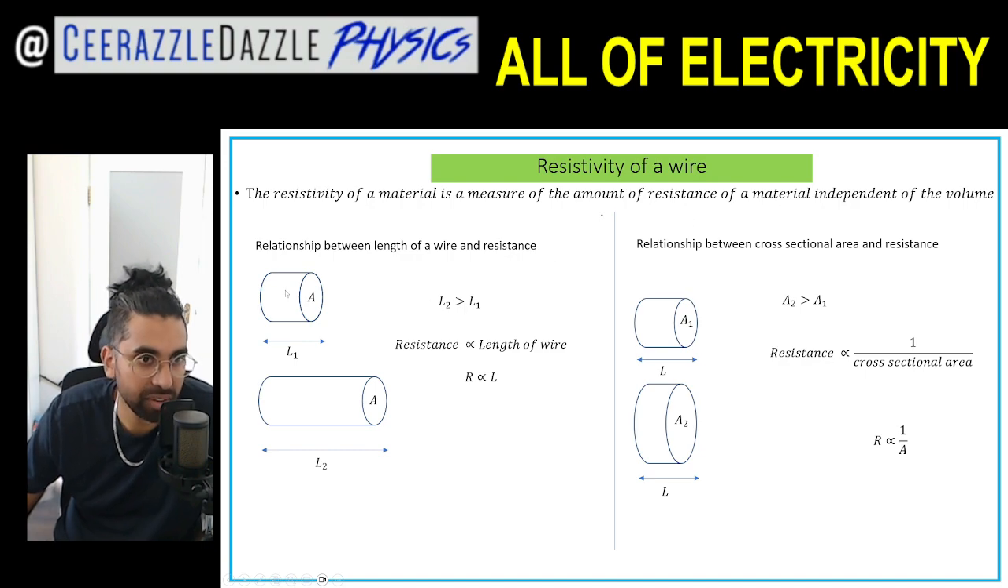So let's say we have two wires over here of different lengths, but the same area. Hopefully you recognize that the greater the length of the wire, the greater the resistance. The reason why is because you've got more to pass through. So therefore resistance is proportional to length.